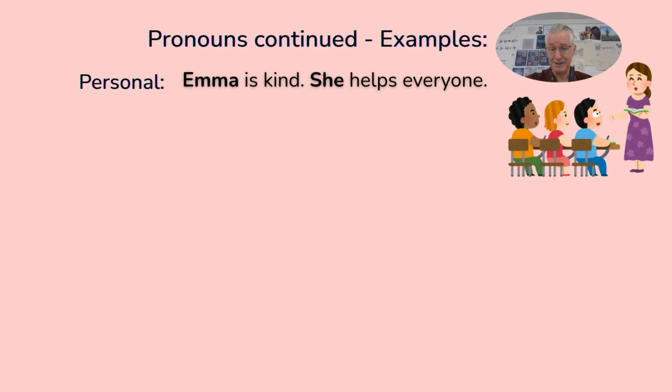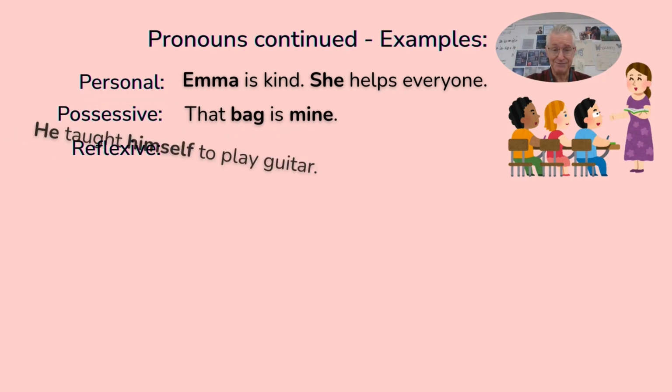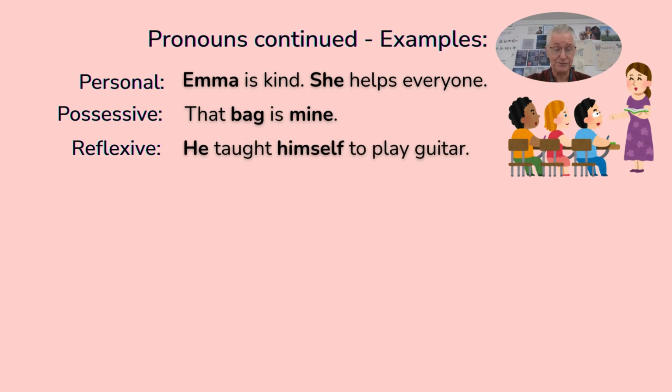Personal. Emma is kind. She helps everybody. It's easy, it sounds better than saying Emma is kind, Emma helps everybody. So we replace Emma with she in the second sentence. Possessive. That bag is mine. Reflexive. He taught himself to play the guitar.